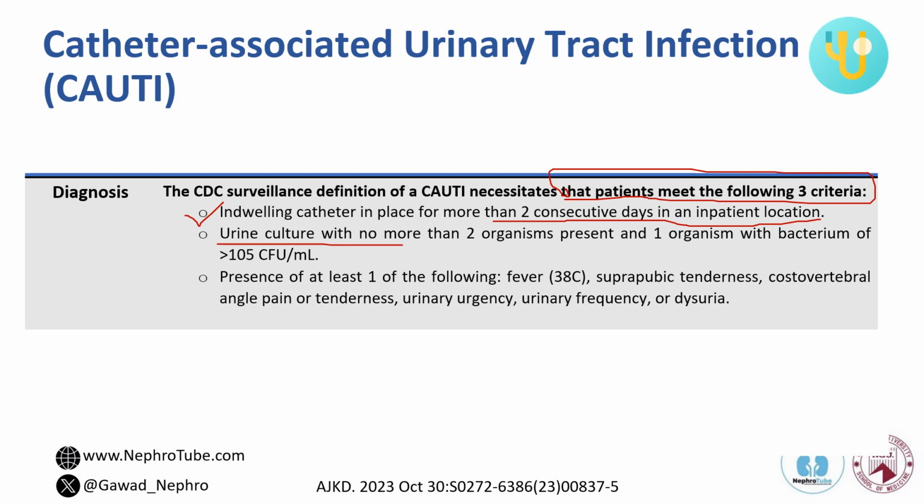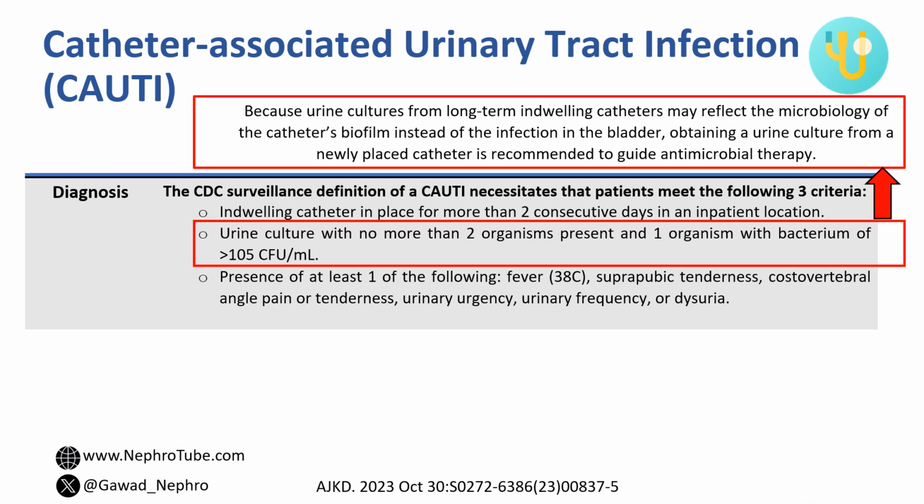Second, urine culture with no more than two organisms, maximum two organisms, and at least one of them with a count of more than 10 to the power of 5 colony forming units per ml, with the presence of at least one of the following: fever, suprapubic tenderness, costovertebral angle pain or tenderness, urine urgency, urine frequency, or dysuria.